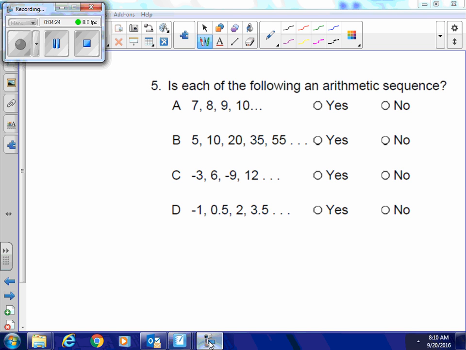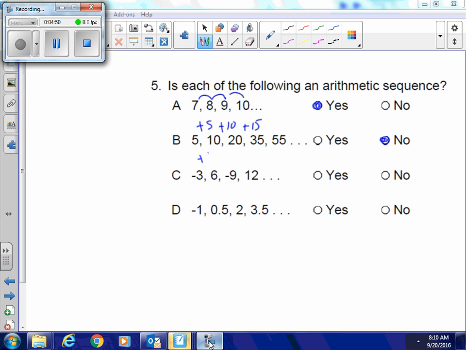Is each of the following an arithmetic sequence? Well, it's arithmetic if the common difference remains constant. It's +1 every time here. So yeah, that's an arithmetic sequence. It's not the same amount here. I've got a +5, but now I've got a +10, and I've got a +15. So no, it's not arithmetic.